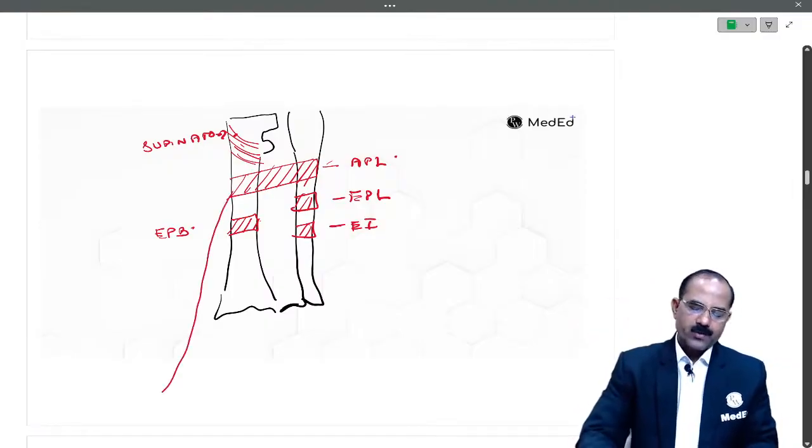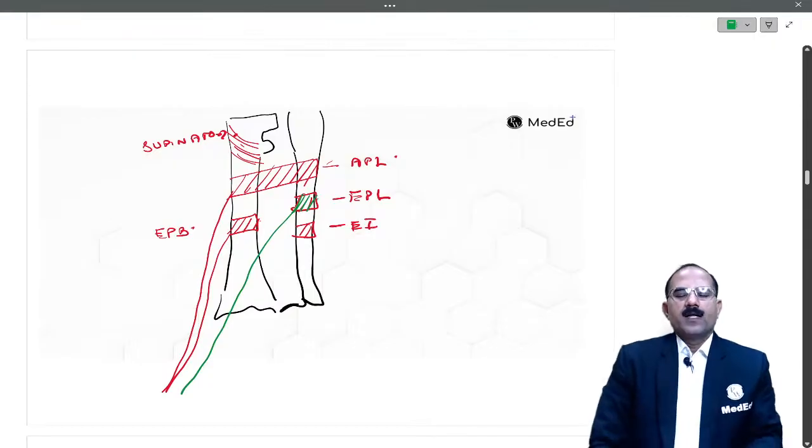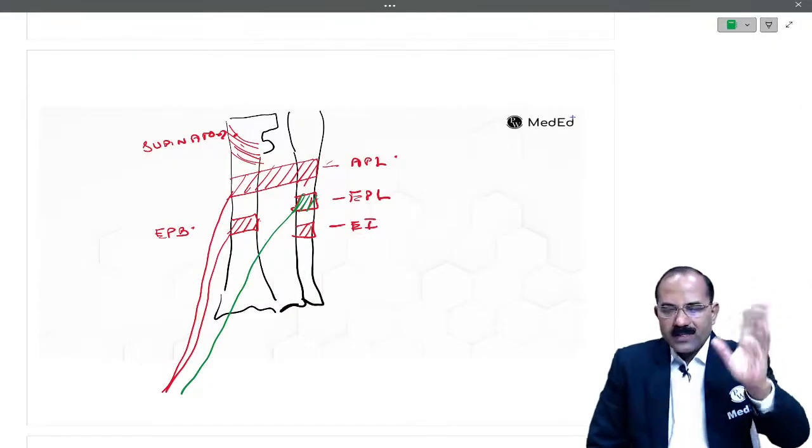Now, these two muscles go together and this muscle goes alone. That's the snuff box. Okay? So that's how the boundaries of the snuff box are.